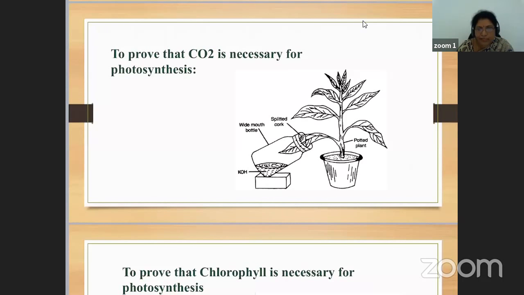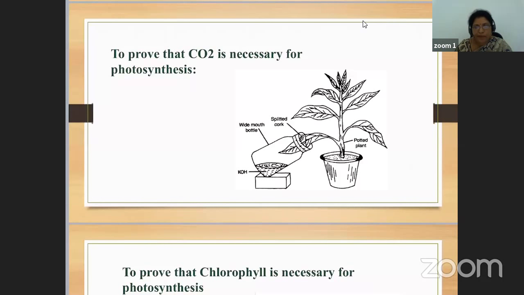And the part of the leaf which is outside the bottle will turn blue-black. What does this prove? It proves that photosynthesis occurred outside the bottle but not inside the bottle. Why? Because it did not receive carbon dioxide. We have kept caustic potash inside the bottle, which absorbed the carbon dioxide. This proves that carbon dioxide is necessary for photosynthesis.